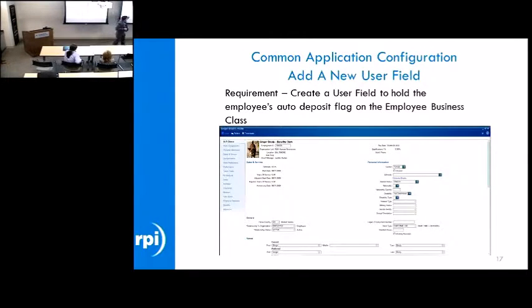So one of the first things that customers usually ask us to do is add an auto deposit flag, so that when they're creating a new employee, they can just put that information in there, and then through other mechanisms, interface it with S3. So our requirement is to create a user field to hold the employee's auto deposit flag on the employee business class.